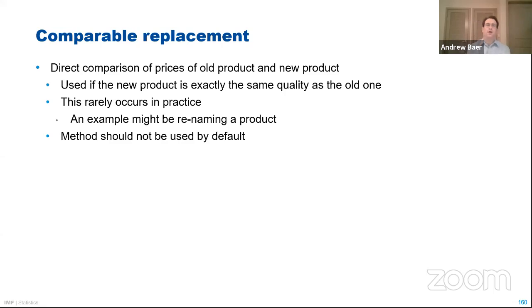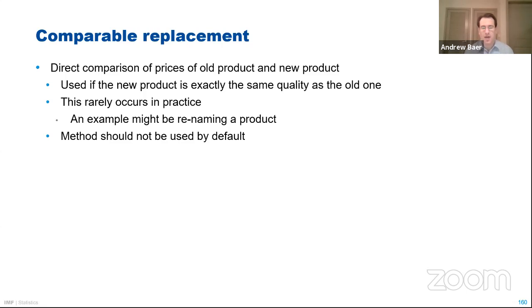So one of the options we could do is the comparable replacement method. The comparable replacement method means that we know that the quality of the product has changed. Excuse me, let me rephrase that. Remember, I said we do quality adjustment whenever the product changes in some fundamental way.